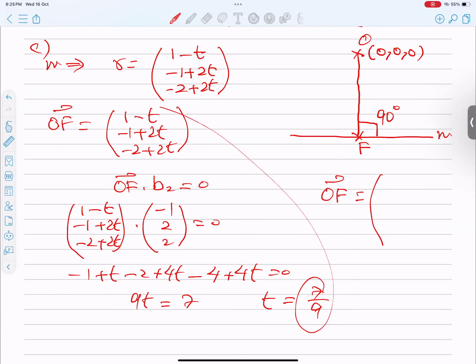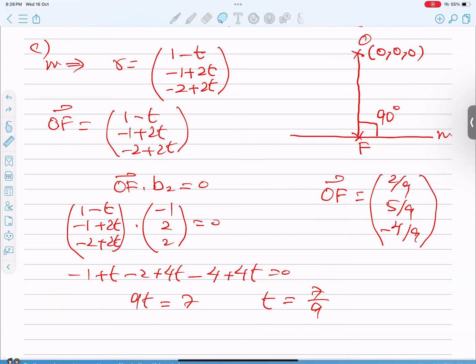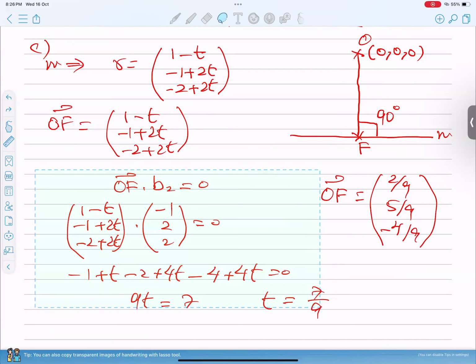Be careful, this value will go there. I will take my calculator, as there is a chance of mistake. When I plug this value in here, 1 minus 7 over 9 gives 2 by 9. In the same way, this value will go here. So I'm getting -1 plus 2 times 7 over 9, which is 5 over 9. Now this value goes here: -2 plus 2 times 7 divided by 9. I get -4 over 9. So students, now this is very clear. This is OF. Now how do we find the distance, students? Not a hard job.